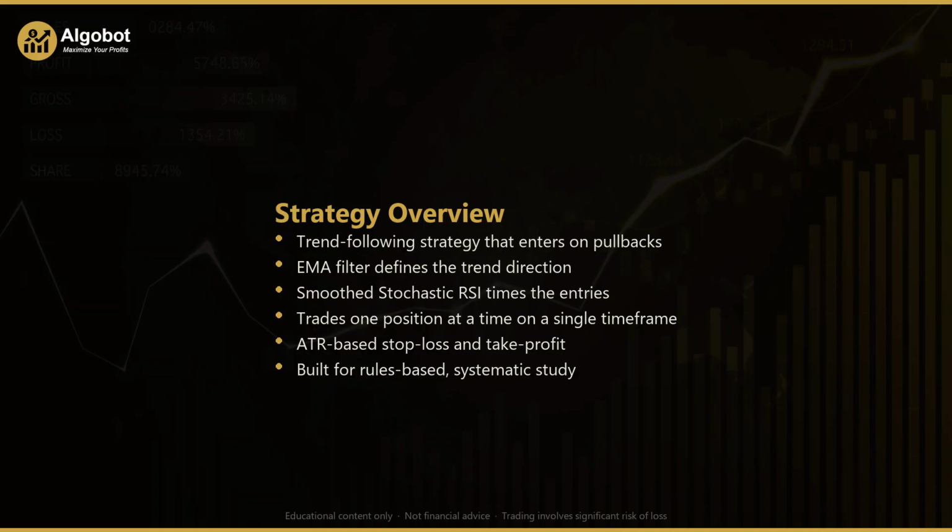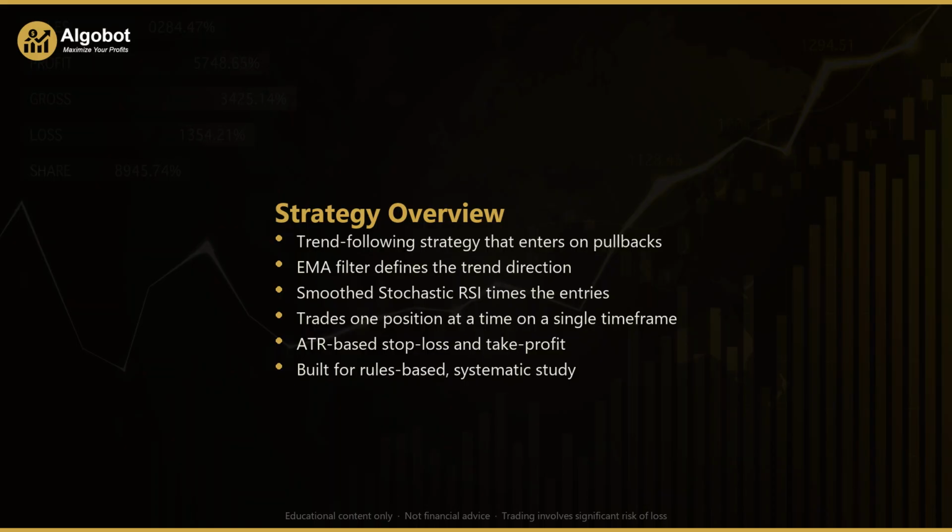Second, the strategy times its entries using a smooth stochastic RSI oscillator. This is a momentum tool that takes the classic RSI and normalizes it to its own recent range, producing a value that swings between 0 and 100. When that oscillator dips into its lower zone and then turns back up, it suggests a pullback inside an uptrend may be finishing. When it pushes into its upper zone and then rolls back down, it suggests a bounce inside a downtrend may be fading.